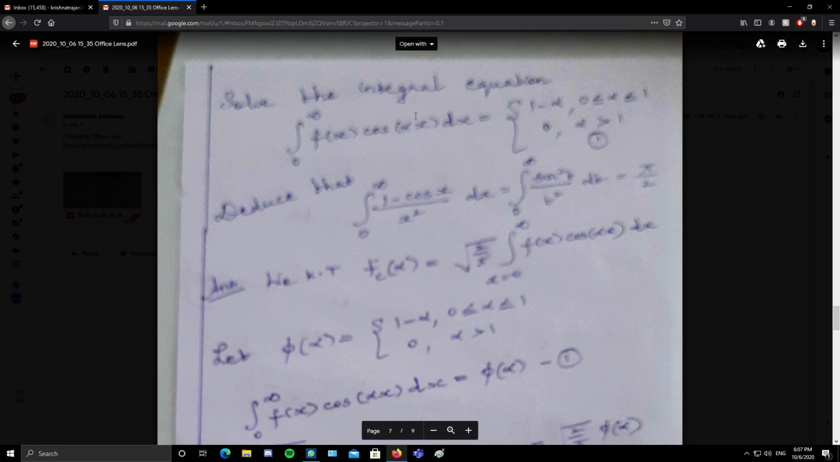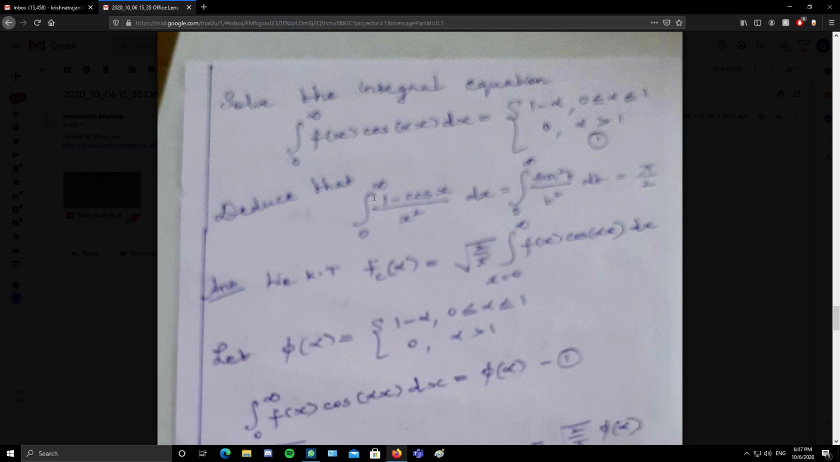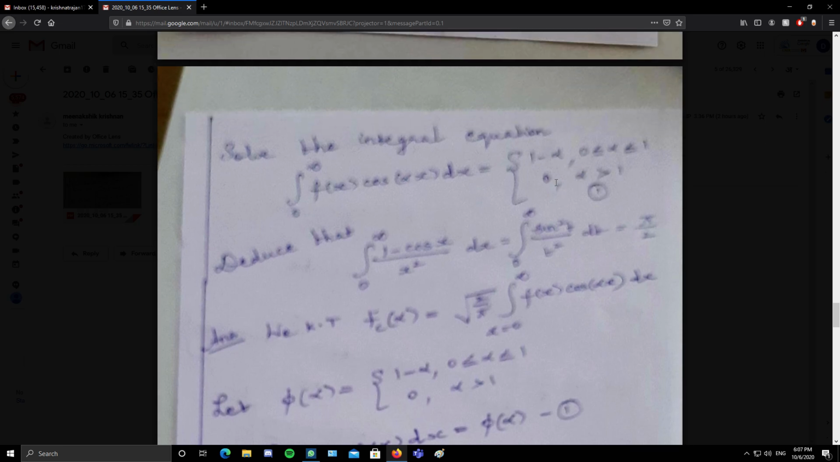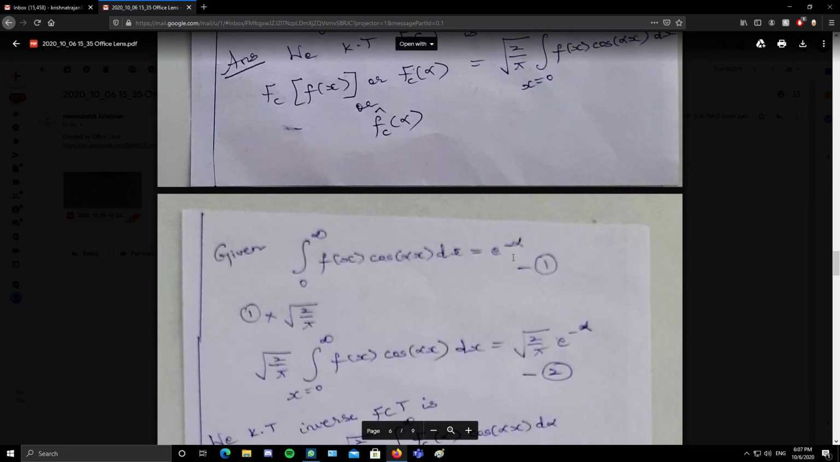So start by looking at the function. What is the kernel here? Cos alpha x. So start with the definition of cosine transform. If you are given sin alpha x, write the formula for sine transform. Here you have cos alpha x, so I have written the formula for cosine transform, that is Fc of alpha, defined as root of 2 by pi integral 0 to infinity f of x cos alpha x dx.